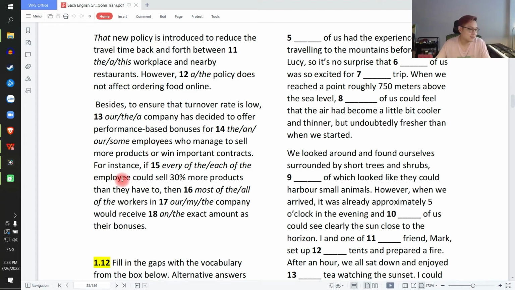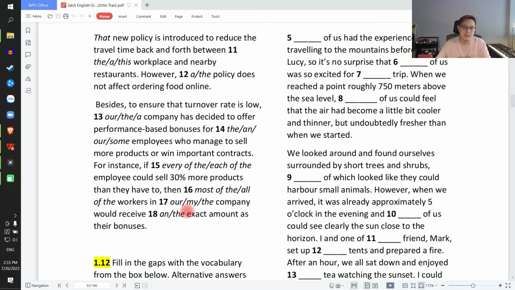Số 15, for instance, each of the, not every of the, okay? It's just each of the employees could sell 30% more products than they have to. If each of the employees could sell 30% more products than they have to, then all of the workers in our, or the company, but not my company, because here it's just an announcement. Using my company would sound very weird. So the company or our company is the best choice.